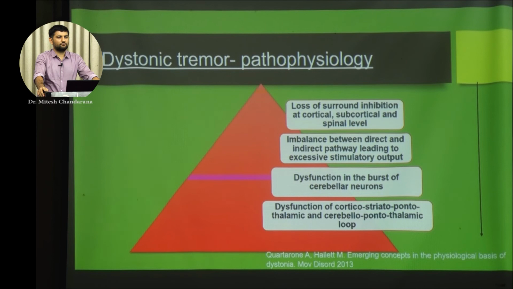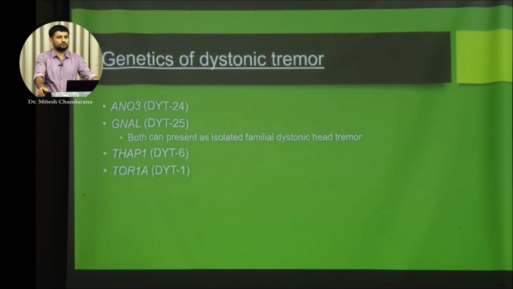Pathophysiology: initially it was loss of surround inhibition like dystonia at cortical and subcortical level, and imbalance between the direct and indirect pathway leading to excessive stimulatory output. These two were older pathophysiologies, but newer ones are dysfunction in the cerebellar burst neurons and those two loops, the corticostriato-pontothalamic loop and cerebello-pontothalamic loop dysfunction. Now it has become more prominent in patients with dystonic tremor.